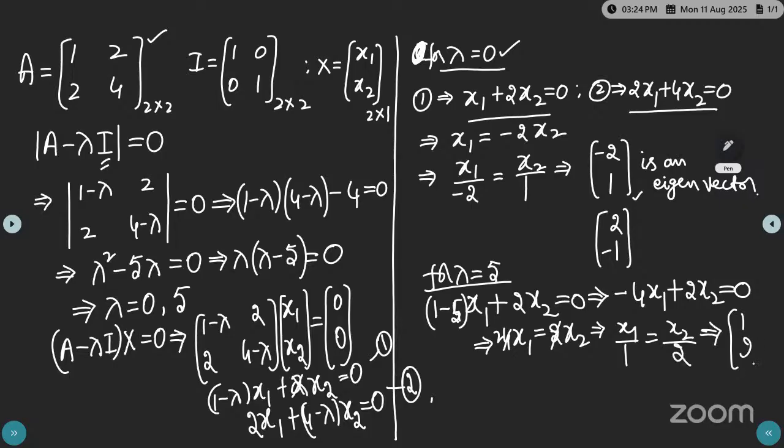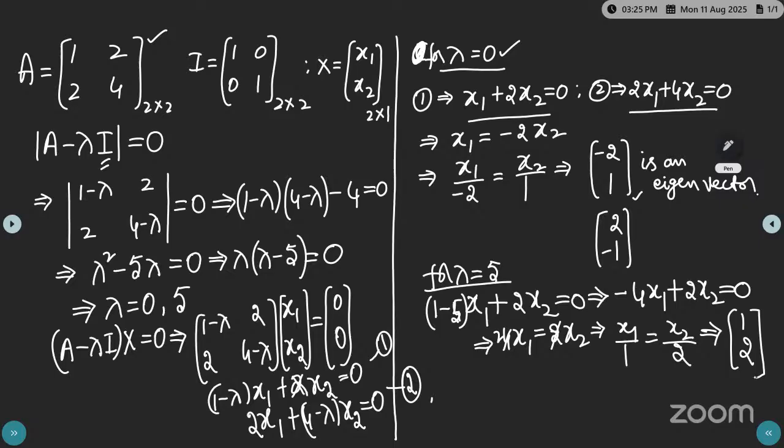This implies (1, 2) is an eigenvector. (1, 2) is an eigenvector corresponding to the eigenvalue 5 of the given matrix.